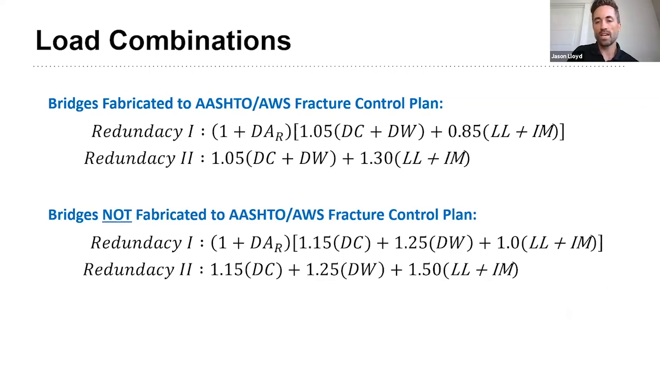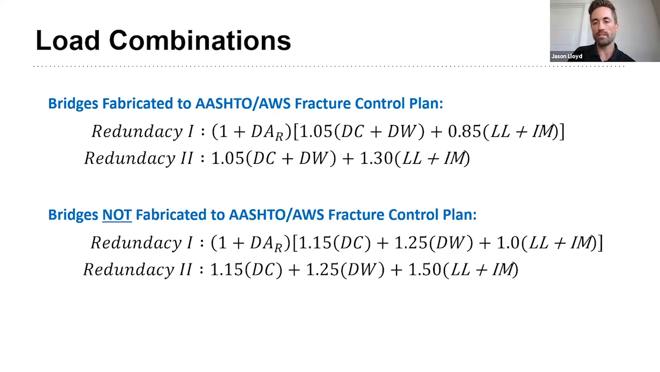As you can see on this slide, there are reduced load factors for bridges fabricated to the AASHTO AWS fracture control plan versus those not so, which, as you can imagine, is due to the reduced likelihood of fracture occurring in those cases. There are two primary load combinations, redundancy 1 and redundancy 2.